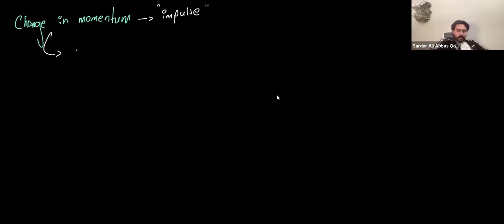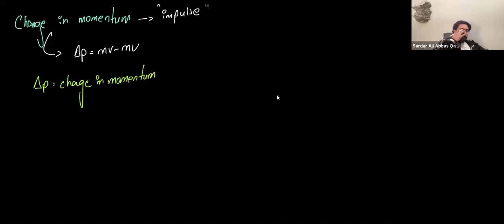Now, change in momentum is equal to mv minus mu. This is change in momentum. Always remember the unit for any variable or any change in variable is the same. So momentum and change in momentum will have the same unit, kg meters per second. Then we have m, which represents mass, unit is kg. Then we have v. What is v? Quickly tell me. What is v?